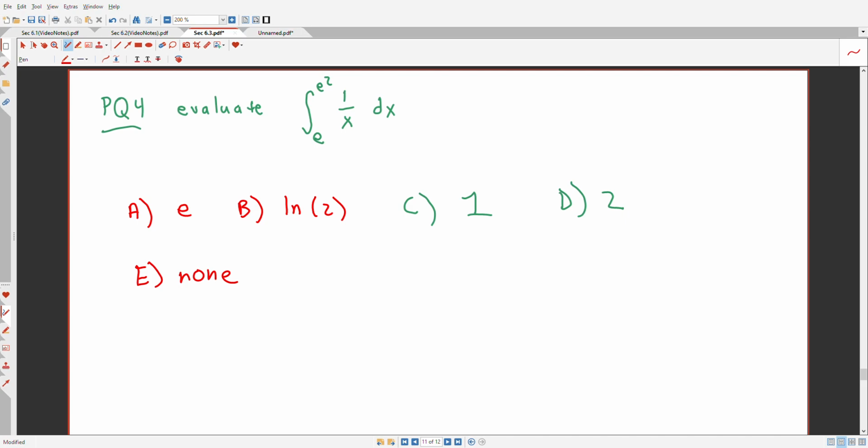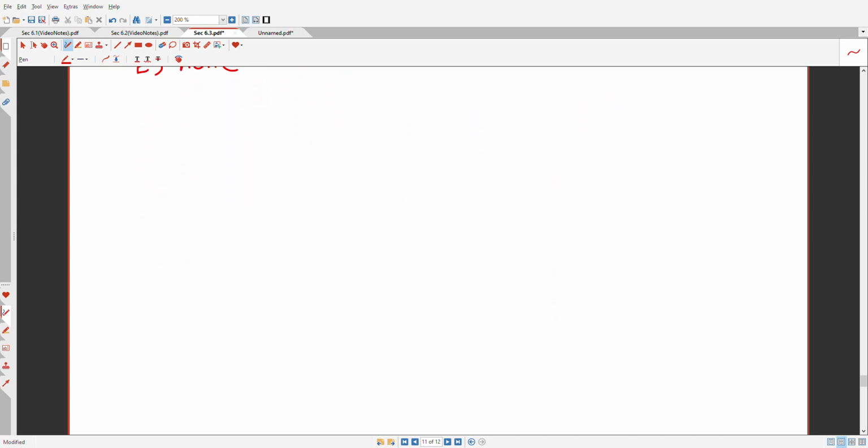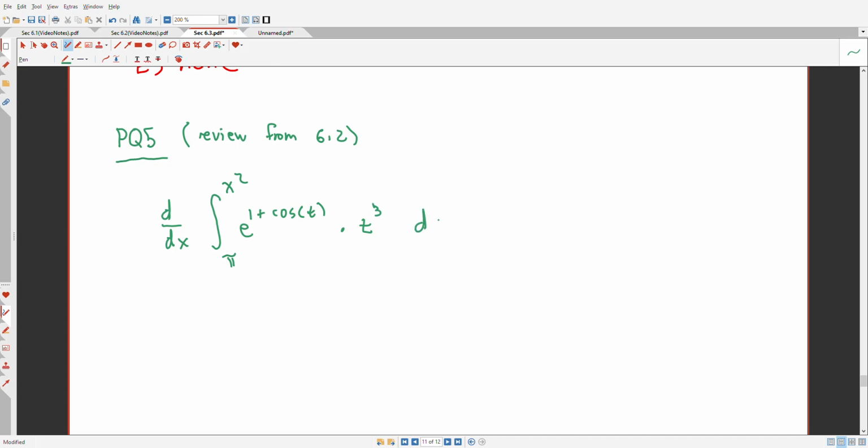Okay, that's just one last little popper question, and then to get to our final one, our actual last one, popper question 5. This is sort of a review one from 6.2. So this would say, okay, what is the x derivative of the integral that starts at pi and that ends at x squared of e to the 1 plus cosine of t all times t cubed dt.